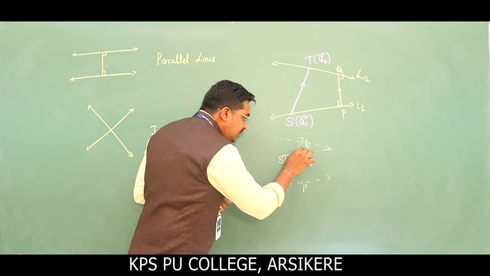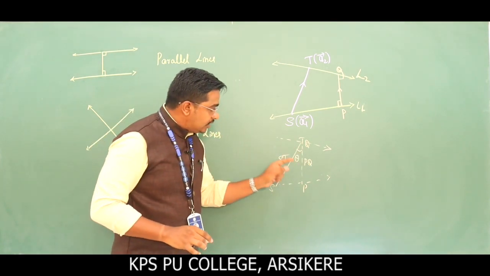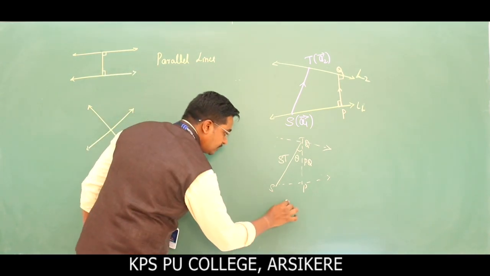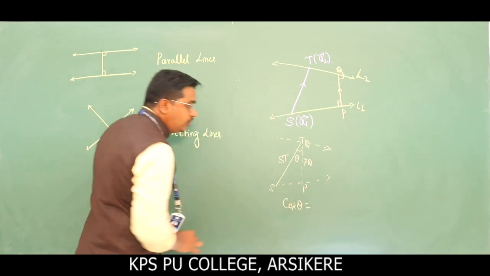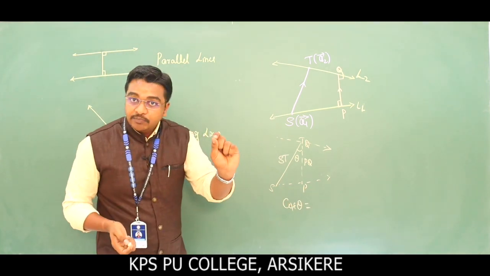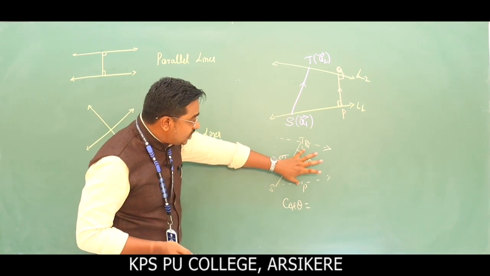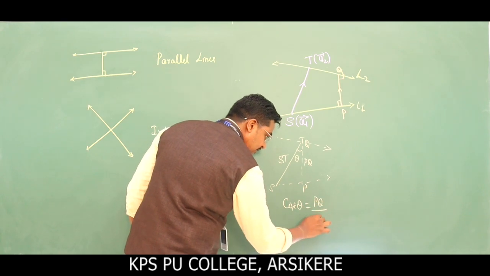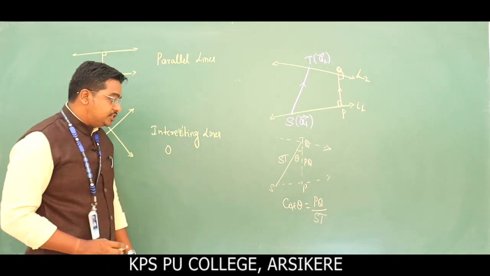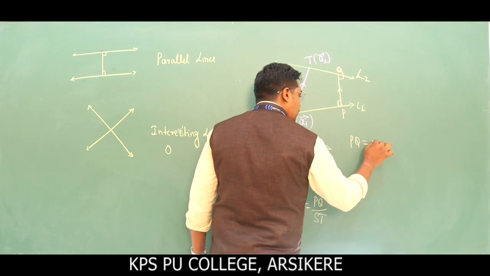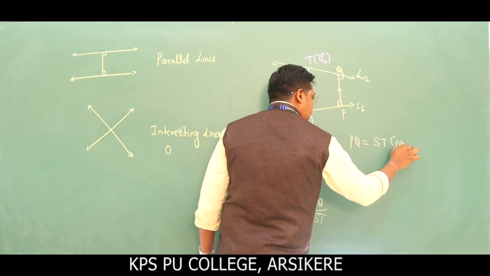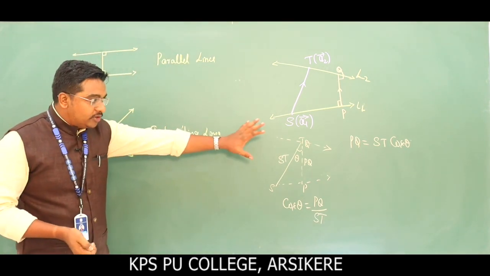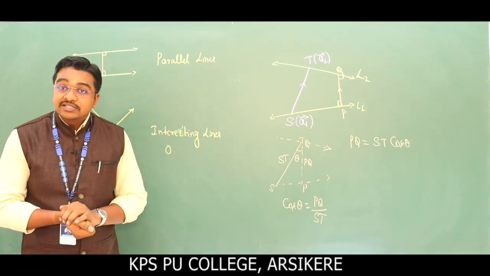If I take theta as the angle between vector ST and vector PQ, what about cos theta? Cos theta is equal to the ratio PQ divided by ST, adjacent divided by hypotenuse. Now take cross multiplication: PQ is equal to ST into cos theta. This is the important thing. Once we have this, we will find the shortest distance between them.